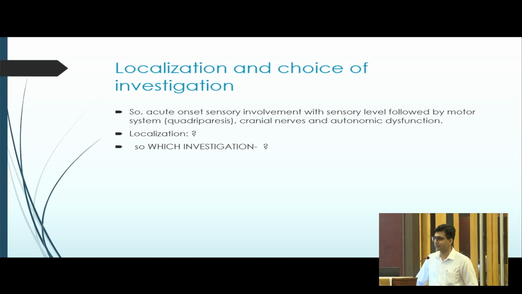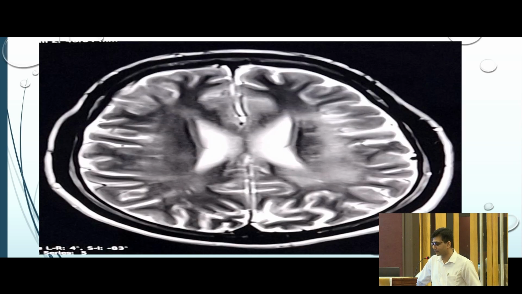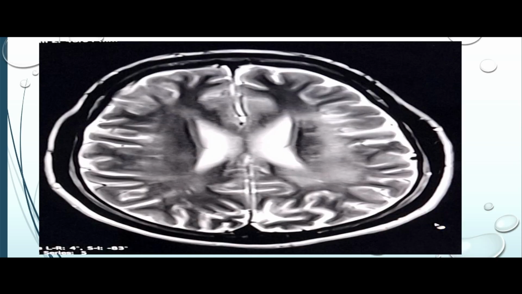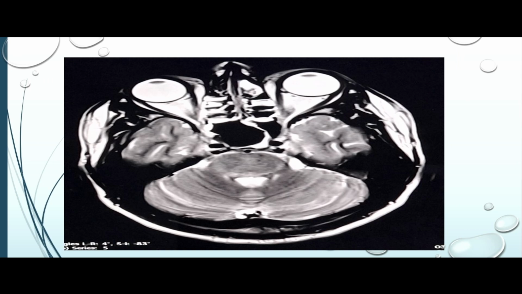So which are the possibilities after this discussion, and which investigations will we advise in this case? First, particularly the imaging. First of all, we did the MRI brain, which was suggestive of T2 FLAIR hyperintensity in the bilateral subcortical frontal, parietal and occipital white matter, left more affected than right. There is also involvement of the pons and cerebellar peduncle.